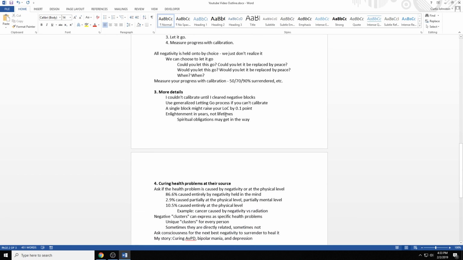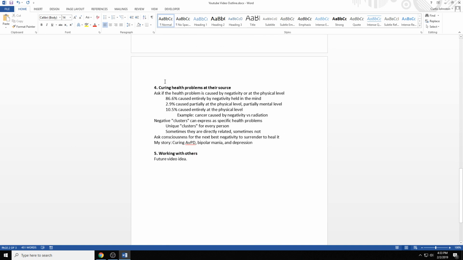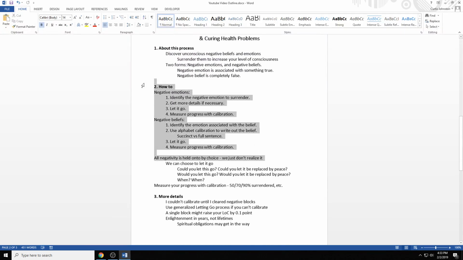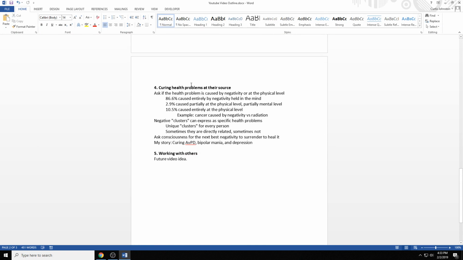Now, down on our next page, I thought about making this a separate video, but I really don't need to. And the reason for that is that we're going to talk about curing health problems by doing this process. So it kind of goes together with this process. So, as it turns out, many negative health problems, you know, back pain, cancer, meningitis, whatever, are caused at the spiritual level in your subconscious mind, not at the physical level. And I've written out some numbers here for you because I asked with calibration, and those are the numbers I got.